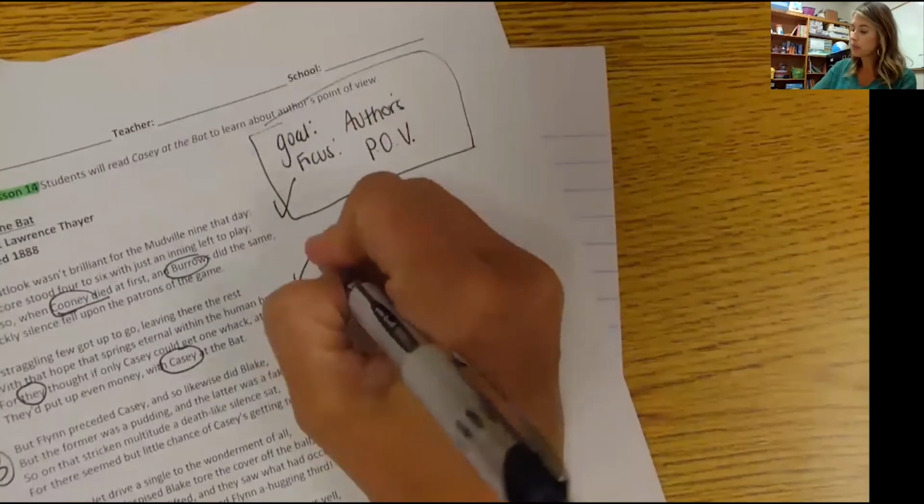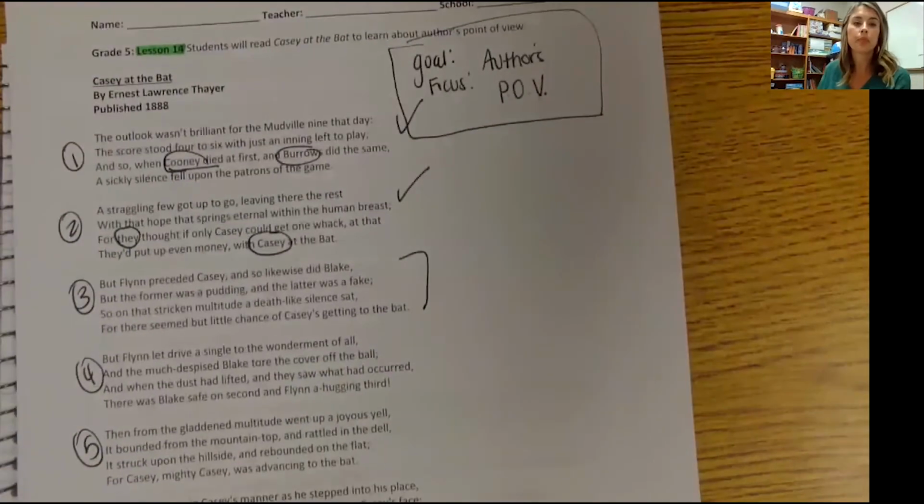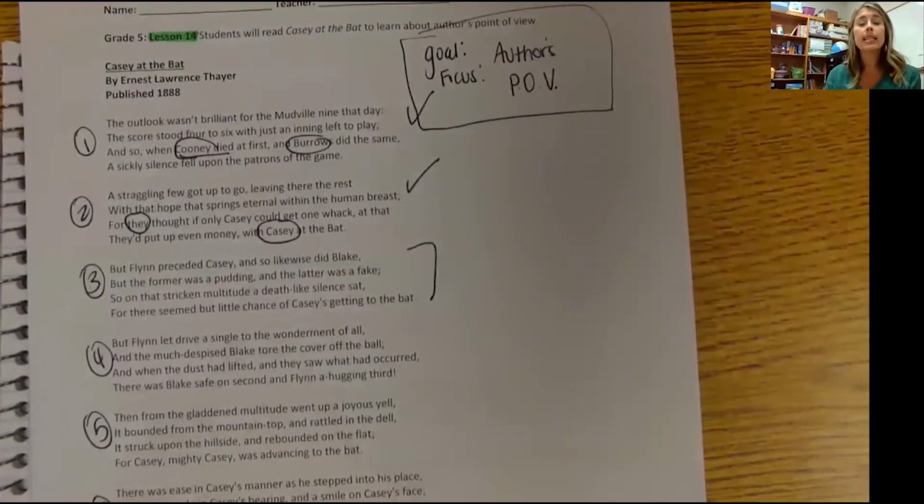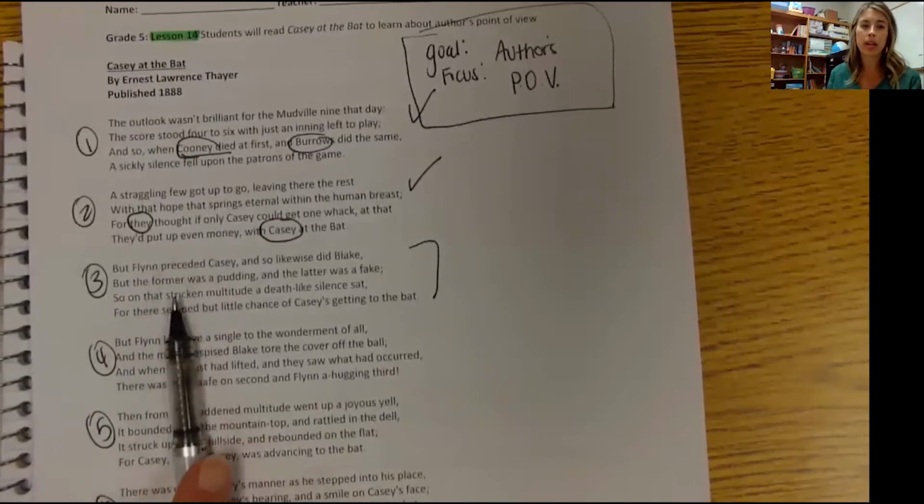I'm moving on. I'm in stanza 3. But Flynn preceded Casey, and so likewise did Blake. But the former was the pudding, and the latter was the fake. So on the stricken multitude a death-like silence sat, for there seemed but little chance of Casey's getting to the bat.